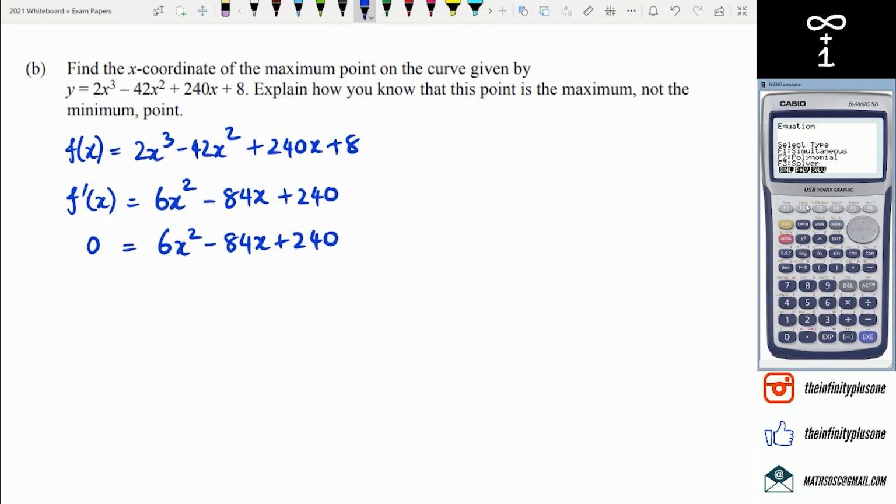So what are we doing here? Polynomial. Degree is 2, and we're going to chuck in those values. So we've got 6, minus 84, and 240. Bang, there are our two values. We've got x equals 10 and x equals 4. So that's when the gradient is 0. Now there are lots of ways in which you can explain why one of them is going to be a maximum or minimum.